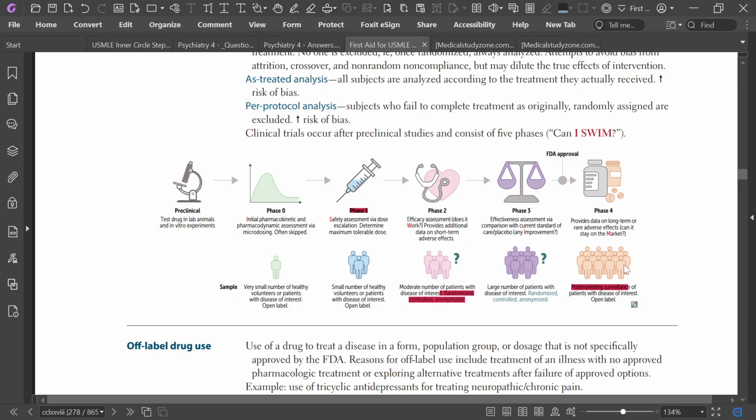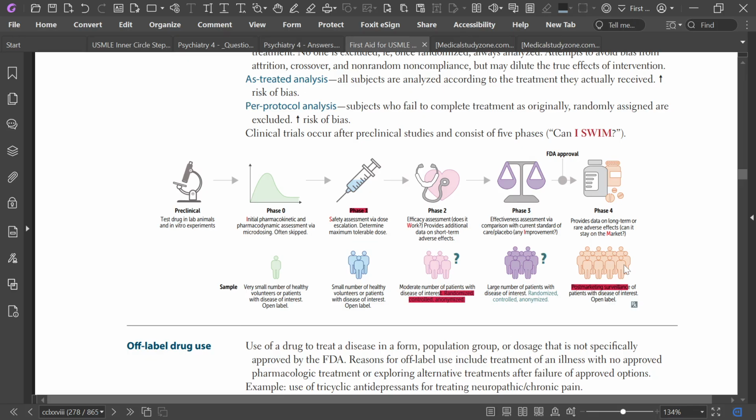So only phase zero and phase one are the ones that have small numbers. Two and three have big numbers, a big amount of people, and then four is already post market. So it's small, moderate, large. If we remember it that way, phase one is small, then medium, then larger.